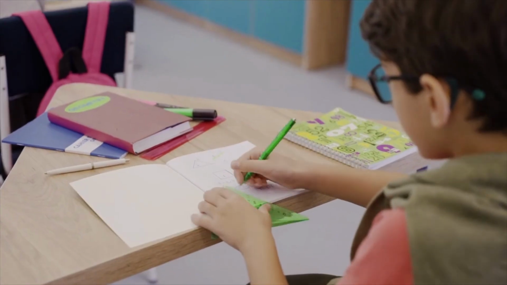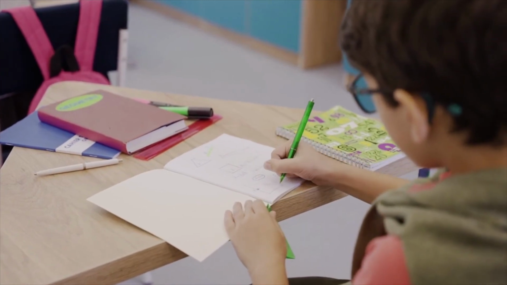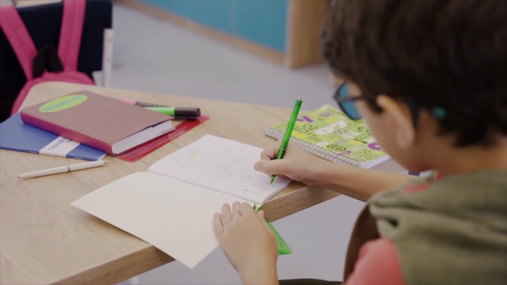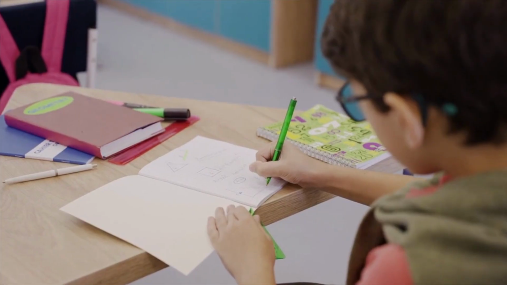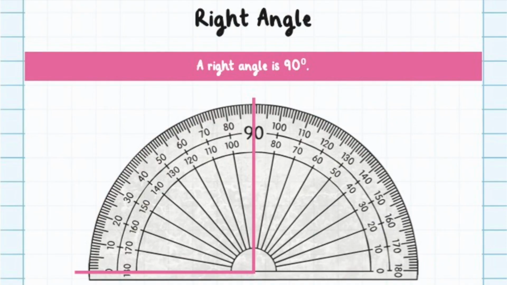If you're already familiar with angles, use what you already know about angles to estimate the size of the angle that you are measuring. Ask yourself, is it bigger than a right angle or smaller than a right angle? Then check your measurement.